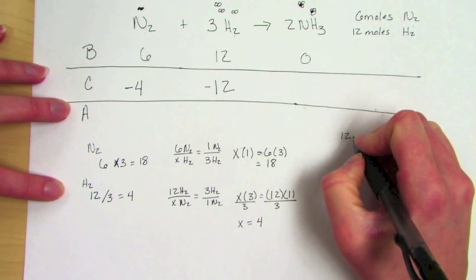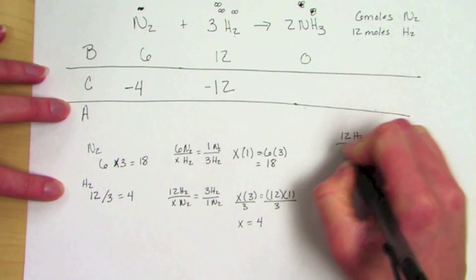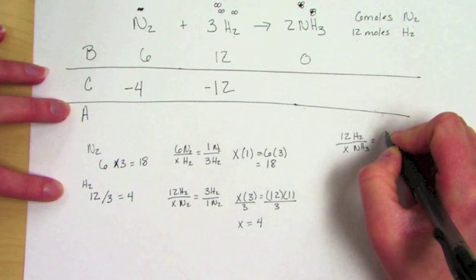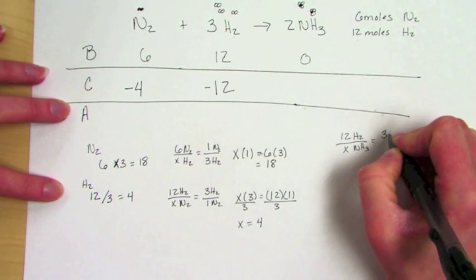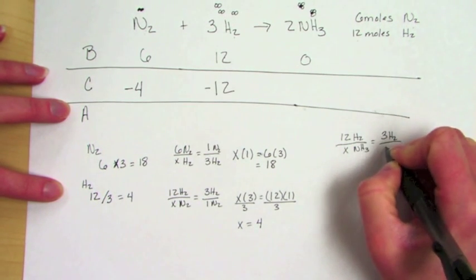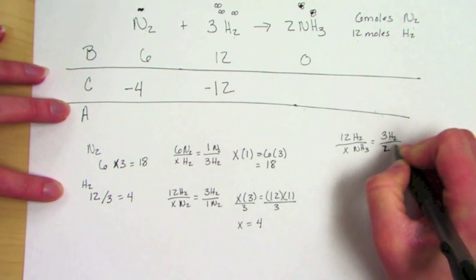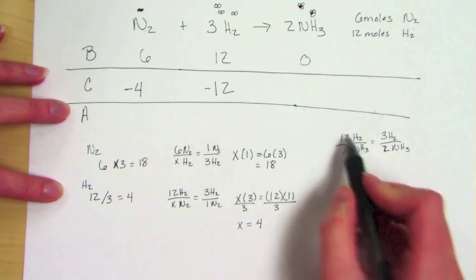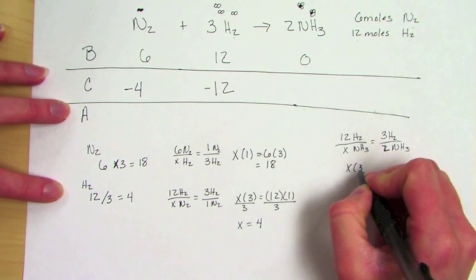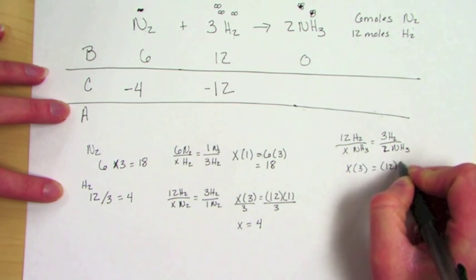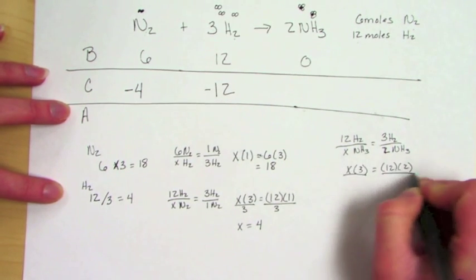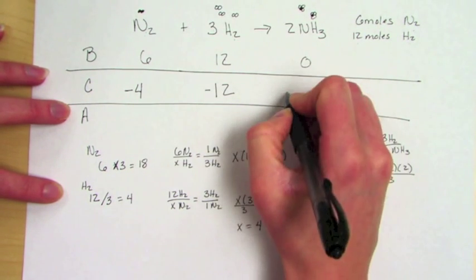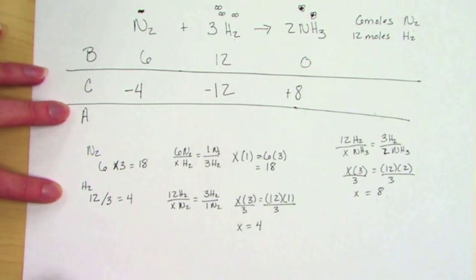So if we use 12 moles of the H2 over X moles of the NH3, that's the same as saying 3 moles of the H2 over 2 moles of the NH3. And if we do our crisscrosses, we end up with X times 3 equals 12 times 2, divide both sides by 3, and our X equals 8. So we are going to make 8 moles of the NH3.